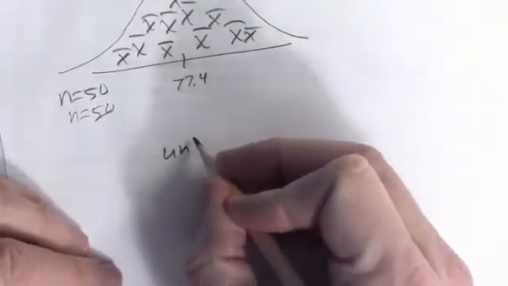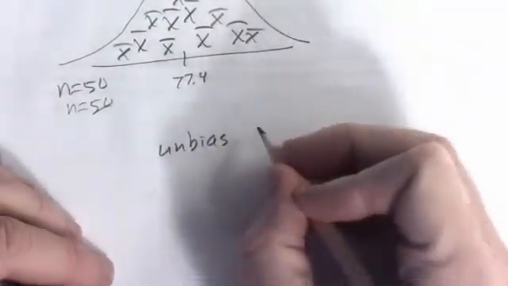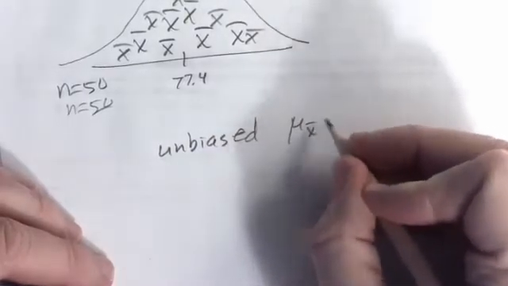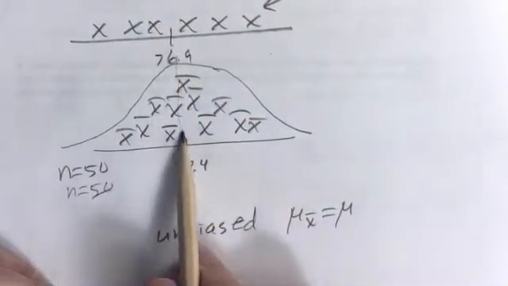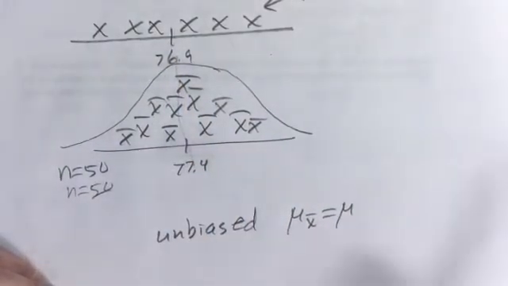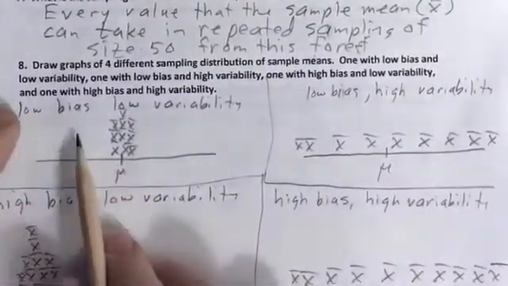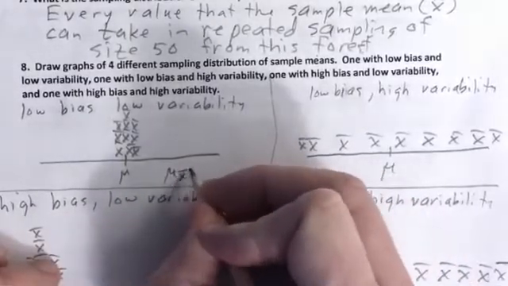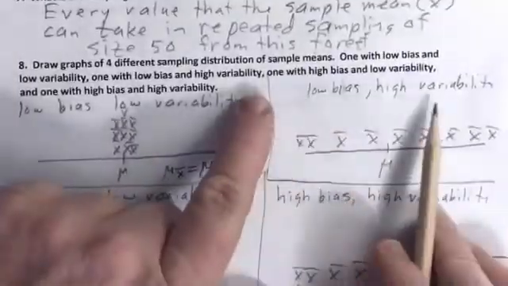So if your X bars, and I explained this in the video in section 1, unbiased means this. Unbiased means the mean of all these X bars is equal to mu. And that's what's happening here, is that these X bars are equaling mu. Okay, so that's what bias is. Variability is when they're really spread out. So this would be low bias, low variability, because look, these X bars average, the mean of the X bars appears to equal mu. So there's no bias. And they're really scrunched together. So that's low variability.